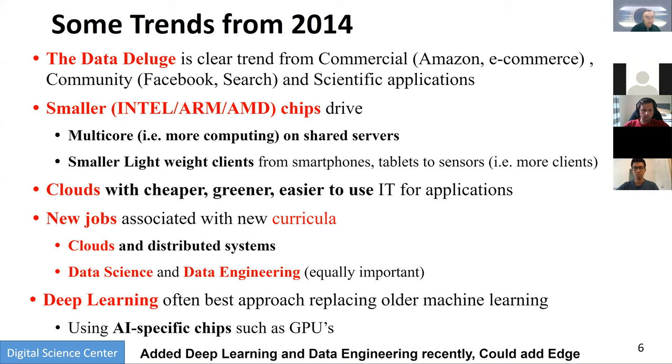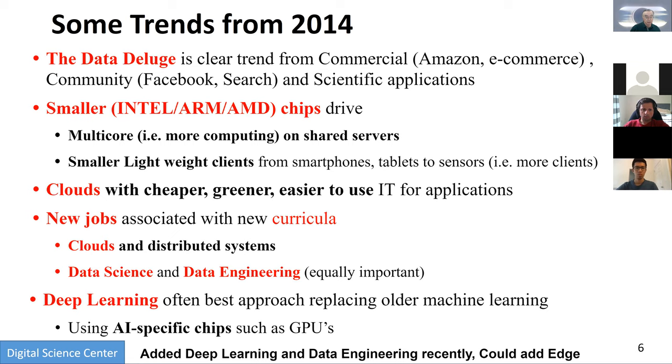So here's an old slide, which I probably wrote in 2014. And most of this is unchanged. If I looked at the version of the slide now and compared it to the one in 2014, two things have been added: data engineering, which I could have added in 2014, but didn't think about it, and deep learning, which I should have added in 2014, but didn't realize that it would be as successful as it is.